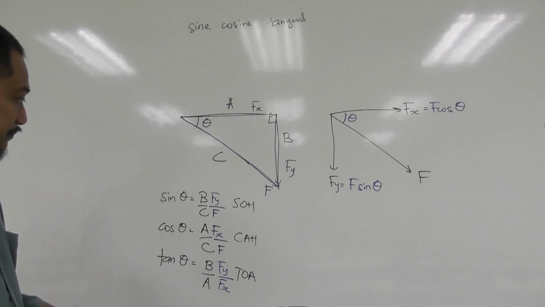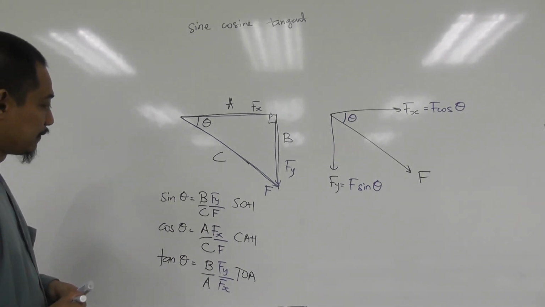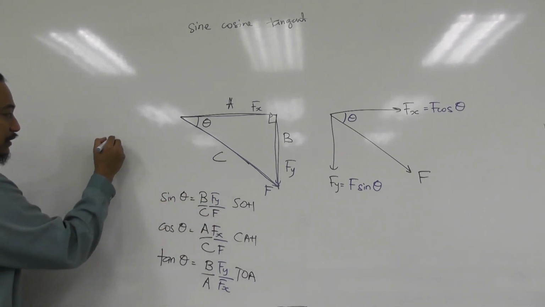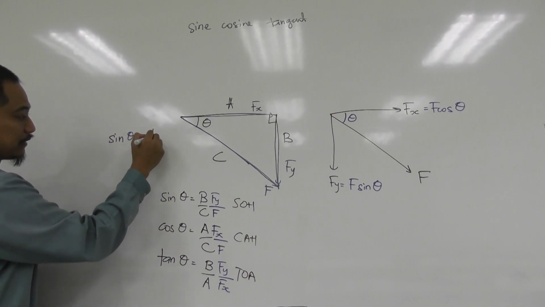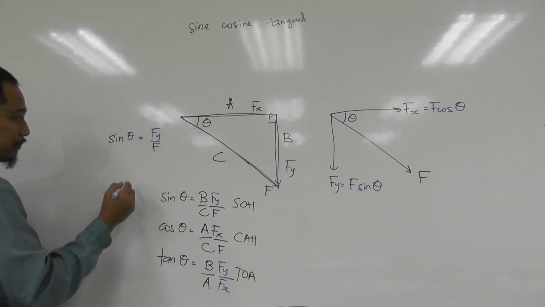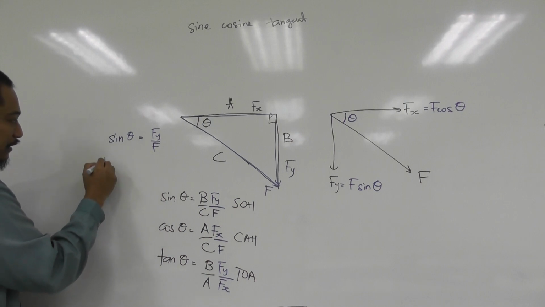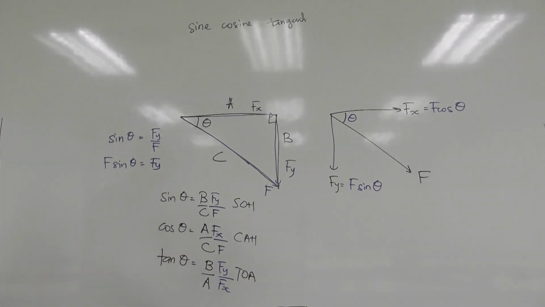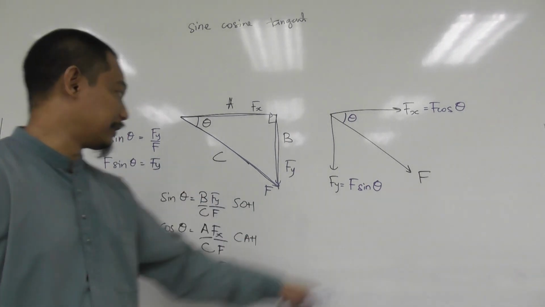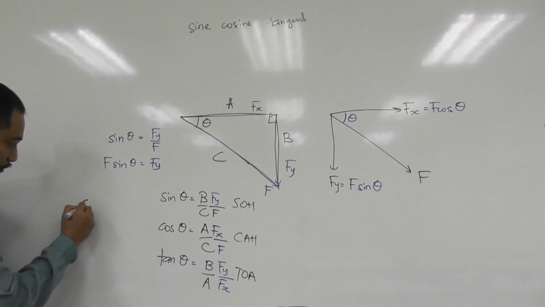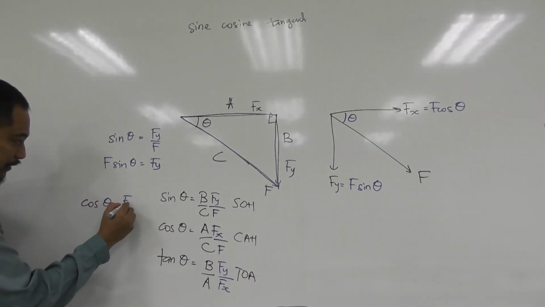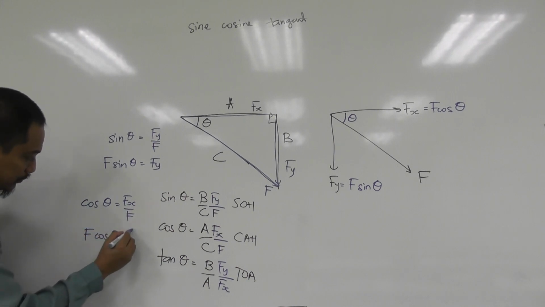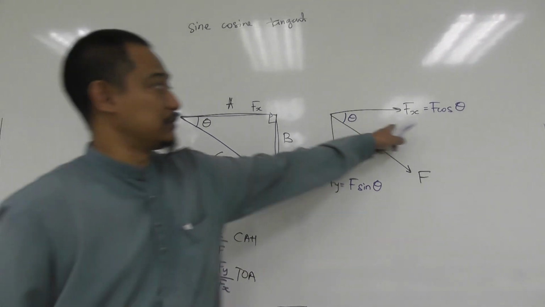So from here, we can rearrange, right? Because here, sine theta is Fy over F. If you rearrange this, F sine theta equals Fy, right? It should be the same here. From this one, cos theta equals Fx over F. So if you rearrange, F cos theta equals Fx, so Fx is F cos theta.